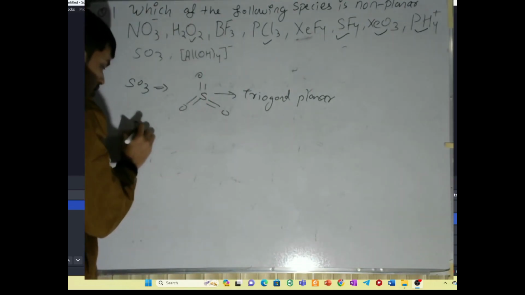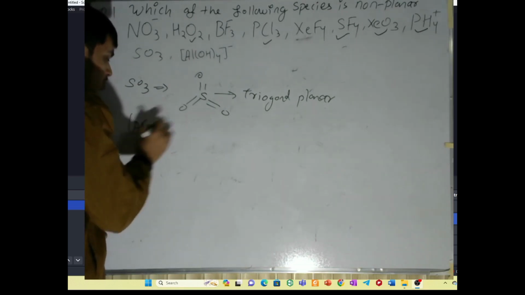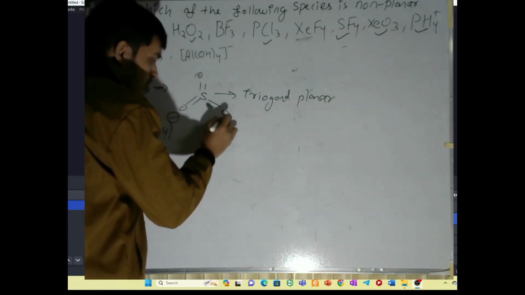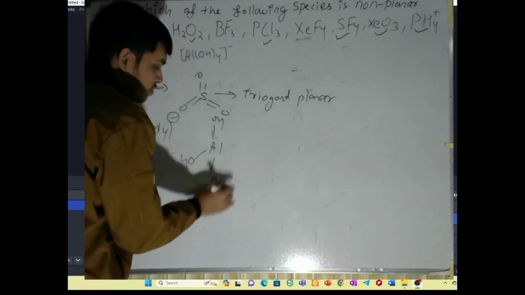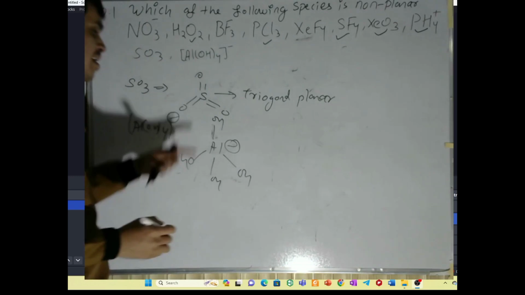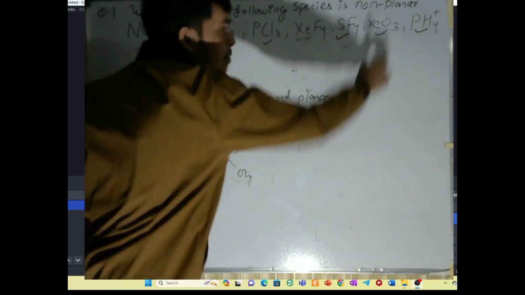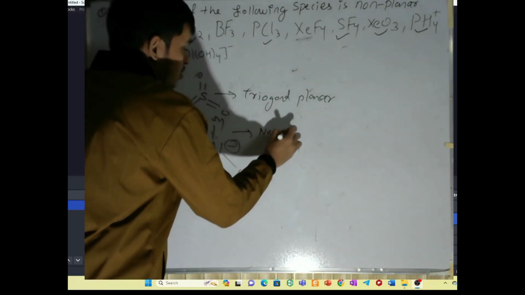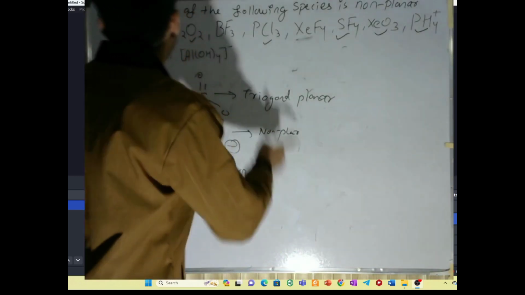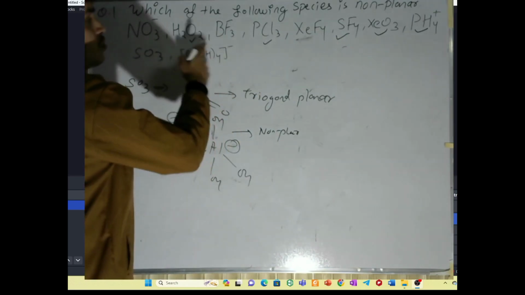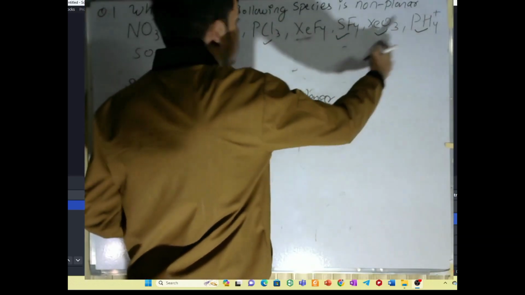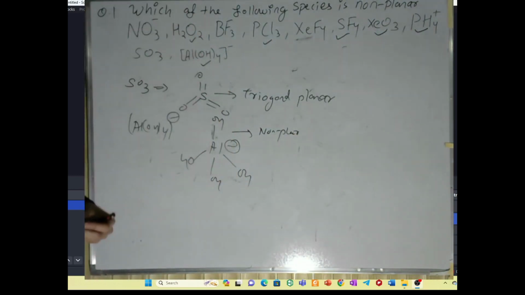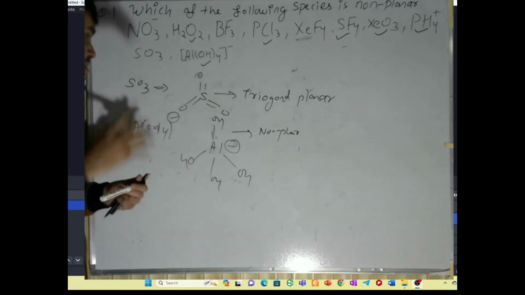Okay, let's talk about AlOH4 minus. This is again a tetrahedral structure, and it is the same as PH4+. Okay, so this is also an example of a non-planar molecule. So out of these molecules, H2O2, PCl3, SF4, XeO3, PH4+, and AlOH4 minus, these 6 molecules are non-planar in structure.